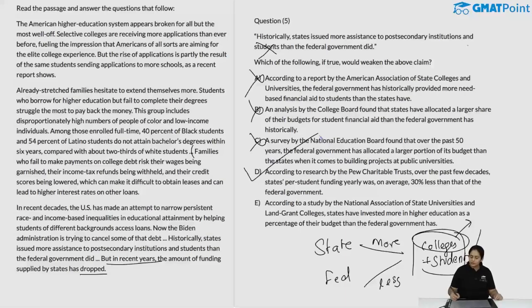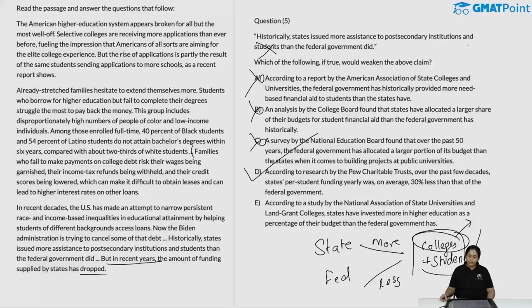In other options, one part of colleges go, one part of students go, but entire colleges and entire students did not actually get weakened. Because in this case, all the students are like the 30% per student is given. So, if 30% less is given per student, then if you consider all students versus all students, Fed is giving more money. So, at least a part of the sentence is definitely not true. So, the claim is being weakened.